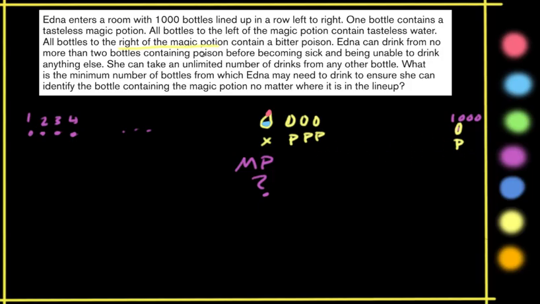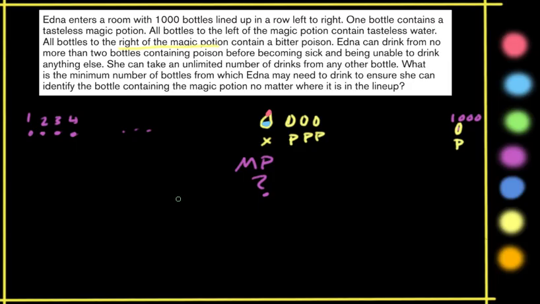Edna can drink from no more than 2 bottles containing poison before becoming sick and being unable to drink anything else. She can take an unlimited number of drinks from any other bottle. What is the minimum number of bottles from which Edna may need to drink to ensure that she can identify the bottle containing the magic potion no matter where it is in the lineup? Okay. This is a hard one.